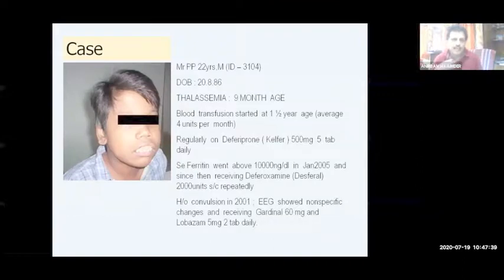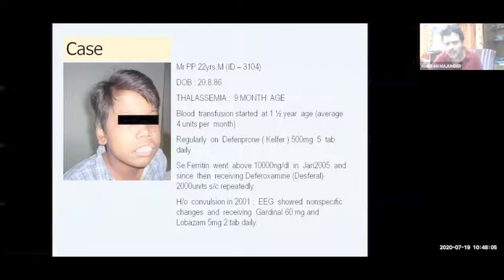Now this is another case of a 22-year-old boy who came to me a long time back, and he developed thalassemia at 9 months of age, and blood transfusion started at 1.5 years of age, and he used to receive roughly around 4 units of blood per month.